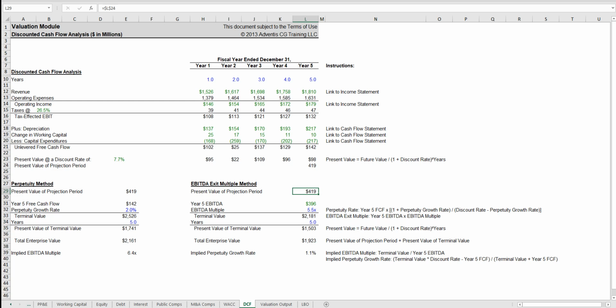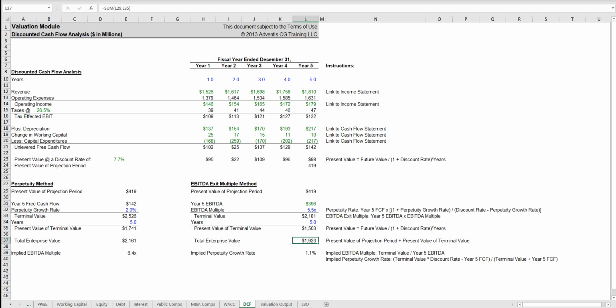Now, moving over to the EBITDA exit multiple method, again, we want to cell reference the sum of the present value of the projection period as well as the final year of the projection period EBITDA number. Now, we calculate our terminal value by multiplying our EBITDA by our multiple. It's that simple. Again, just as we did for the perpetuity method, we are going to discount our terminal value and then add it to the present value of our projection period to reach an enterprise value number.